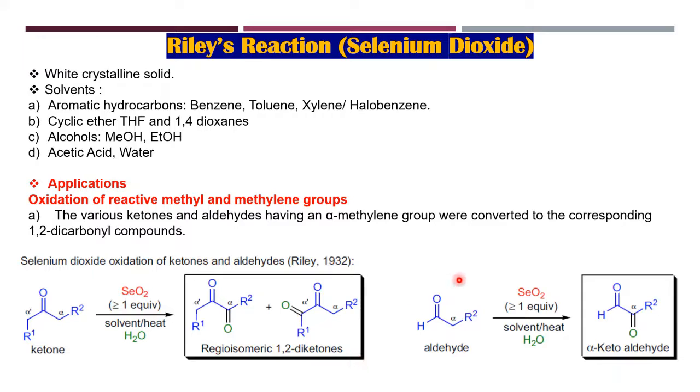However, if you take an aldehyde, in it you will have the active methylene group, or the CH2 group, and that will be converted to C=O. So here the possibility is that you will get either a dialdehyde or an alpha-keto aldehyde.